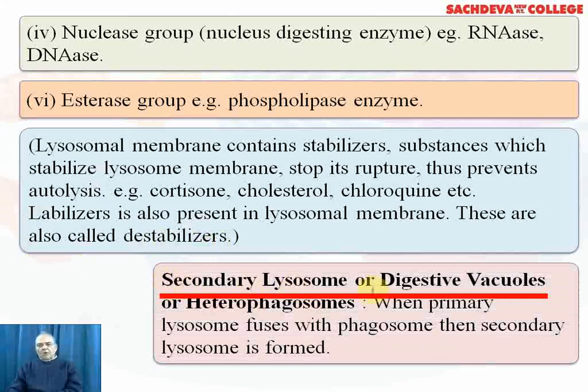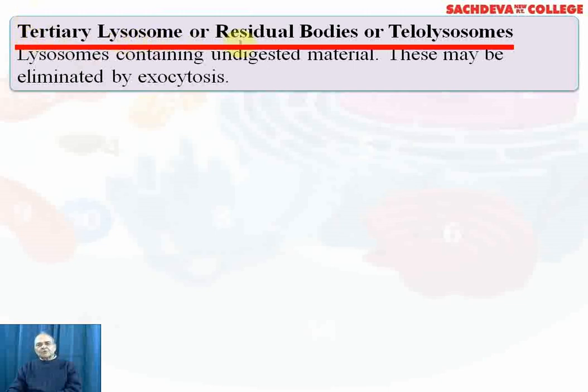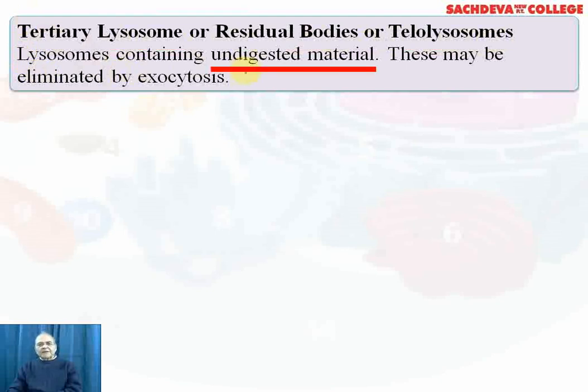Secondary lysosome or digestive vacuole or heterophagosome. You know, when the primary lysosome fuses with a phagosome, it results in the formation of a secondary lysosome or heterophagosome. Tertiary lysosome or residual bodies are telolysosomes. Lysosomes containing undigested material are eliminated by exocytosis, but sometimes they remain inside the body and they are responsible for causing certain diseases like congestive heart failure, hypertension, etc.